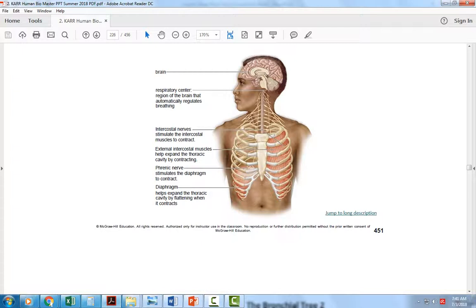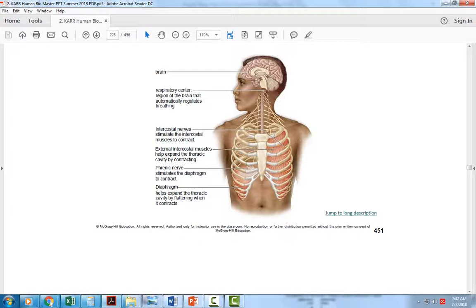But we can see that the base of the brain, the medulla oblongata, is the respiratory center, and that's what controls the rate of breathing. So we don't have to think about it, it just happens on its own. Those external intercostal muscles expand the ribs when they contract. And again, the diaphragm flattens and moves down when it contracts, and that is all going to increase the size of the chest cavity and allow inhalation to occur.